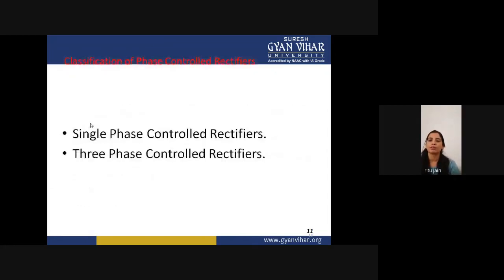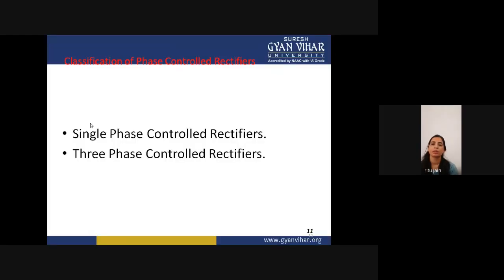Now, what is the classification of phase control rectifiers? According to phases, the most important thing is that there are two types: single phase and three phase, which are mostly used in electrical appliances. It depends upon the appliance, which kind of supply it requires and how much voltage is required. So according to phase, we can divide these control rectifiers into two parts: one is the single phase control rectifier and another is the three-phase control rectifier.